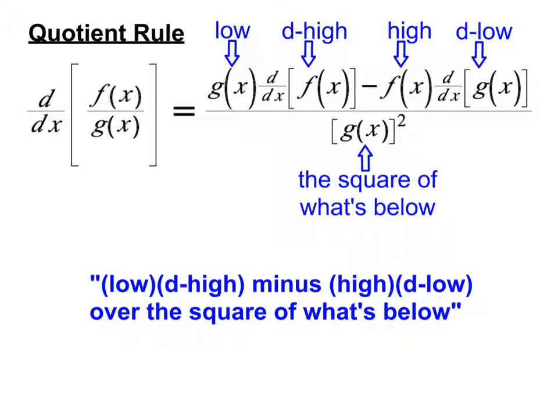And so you'll notice kind of where this idea comes from. Low is a reference to whatever function is on the bottom. D high, the derivative of whatever is on the top. So then over here, high is the function that's on the top, and D low represents the derivative of the bottom function. And then the square of what's below, because notice we take whatever the bottom function is, the g of x here, and we square it to put it on the bottom. Now, for a lot of you I know, looking at this with the d over dx notation, it's tough.